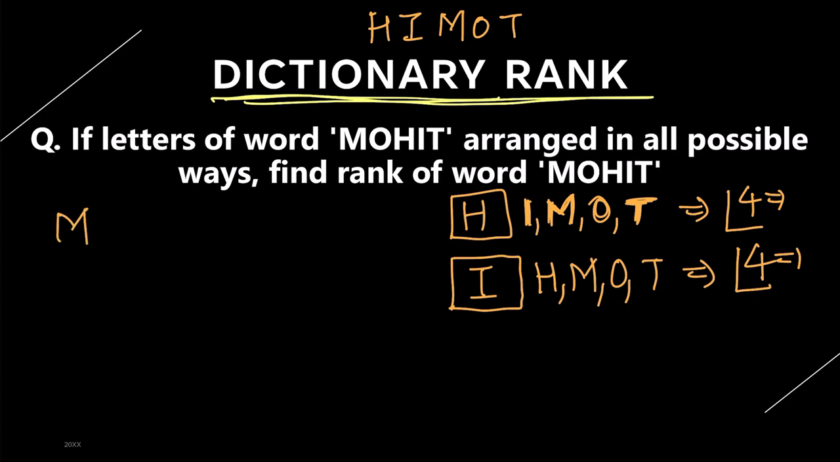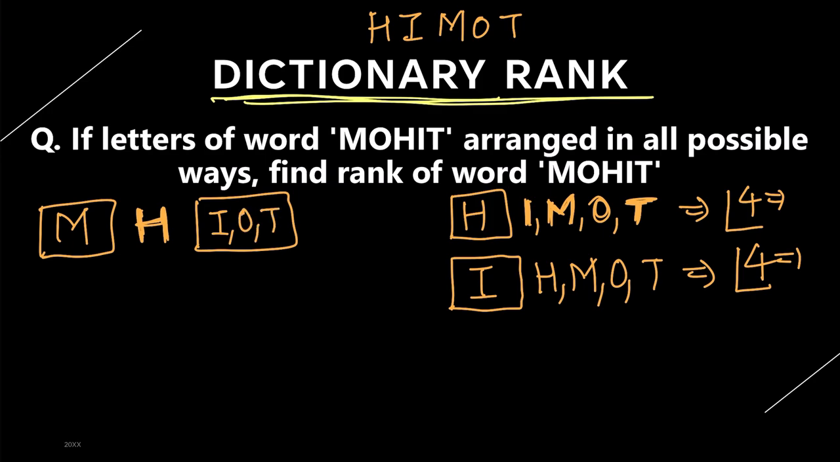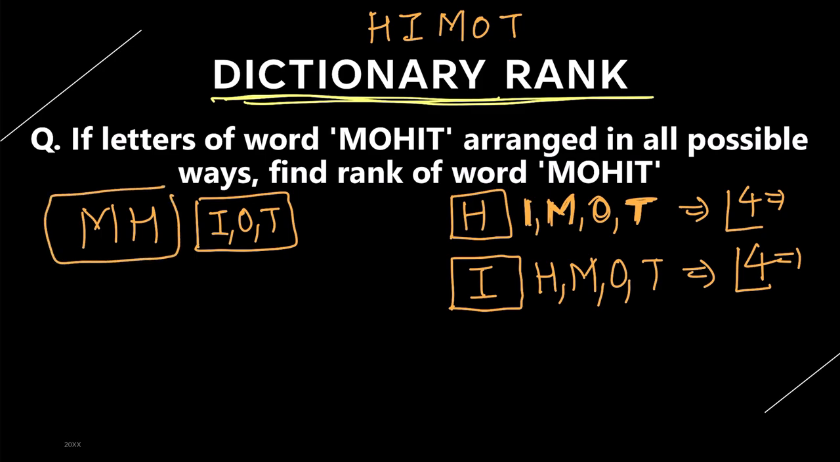So now M comes in, M is fixed. Now MO will come after. First H will come, so all the words with MH at the start. So I have 3 letters left: H, I, O, T. M and H are now fixed at the start, so I have these 3 letters to arrange. So 3 factorial. Now MH is done.